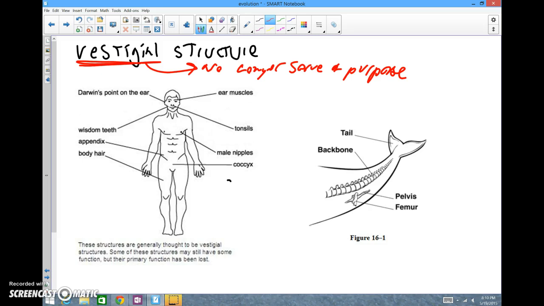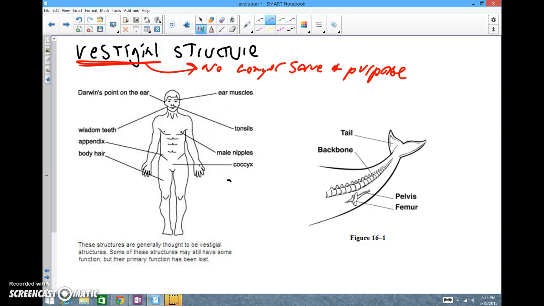Body hair generally has no purpose. At this point, it's simply decoration. The coccyx, which is your tailbone, actually literally used to be the bones of your tail. But you don't have a tail anymore because you walk upright. You don't need it to balance yourself. So those are just some examples you could find within yourself.